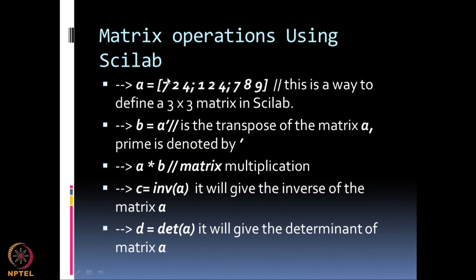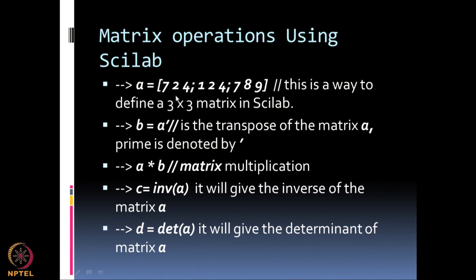A equal to square bracket 7 2 4. Between 7 and 2 there is one space, between 2 and 4 there is another space, semicolon, then 1 2 4 semicolon, 7 8 9 semicolon. Okay. So, square bracket complete. This is a way to define a 3 by 3 matrix in Scilab.